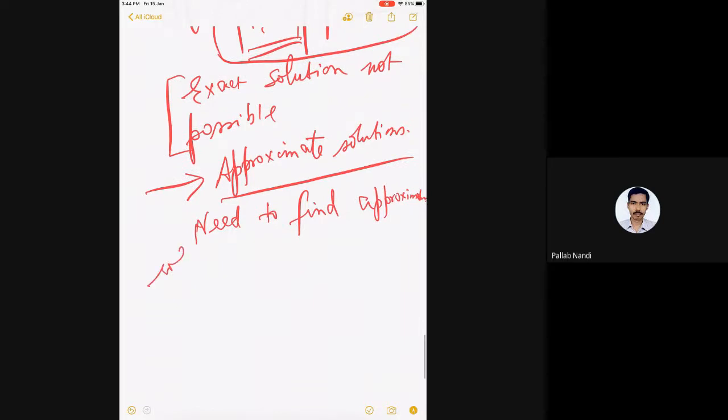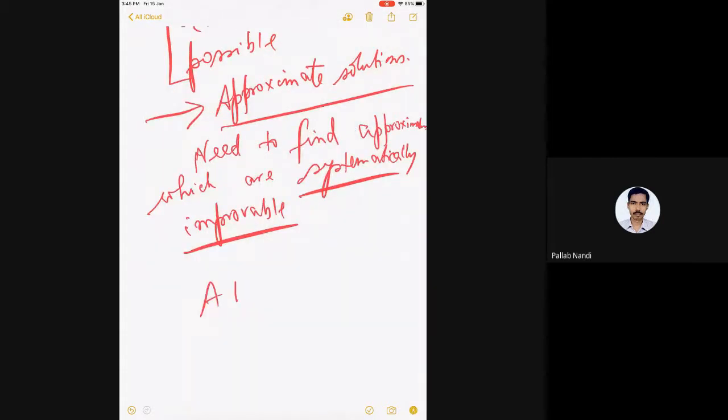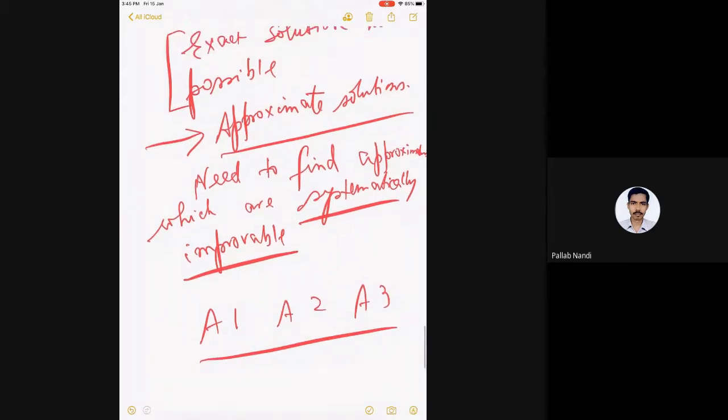which are, and this is something I'm making a statement at this point, we will come back and explain, which are systematically improvable. Which essentially means I should know that there's a hierarchy of approximations, say A1, A2, A3, etc. I should know which is better than what. And how do I achieve, let's say A1 is the worst, A2 is the next best, A3 is the next best, how do I go from here to here and then further? What is the system of improving?